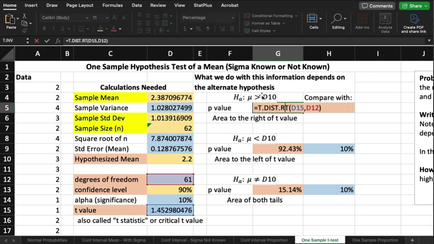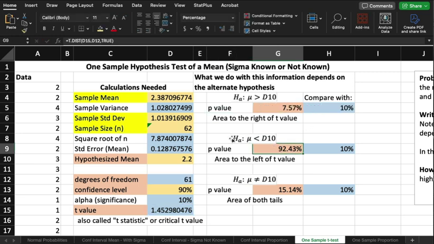So for the greater than situation in cell G5, type equals t.dist.rt. It's important that you do exactly that: equals t.dist.rt, parenthesis, and then the number in D15, comma, the number in D12, close parenthesis. So you need your t statistic and your degrees of freedom. And to calculate the p-value we need, it is the t.dist.rt function.